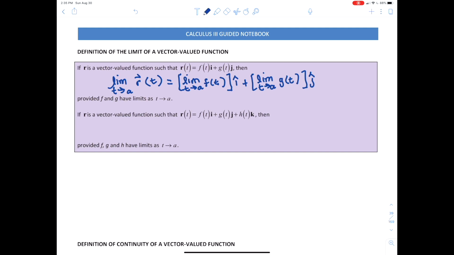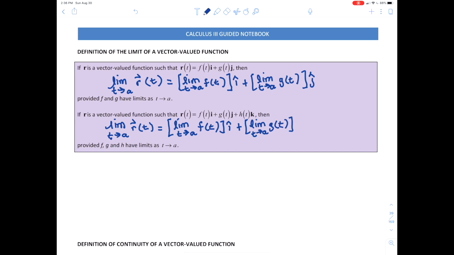And if you're in space, where r at t is f at t times i plus g at t times j plus h at t times k, then what do you think we're going to have? We're going to have the limit as t approaches a of r at t is going to be the limit as t approaches a of f at t times i plus the limit as t approaches a of g at t times j plus the limit as t approaches a of h at t times k. Cool? And of course these limits have to exist.